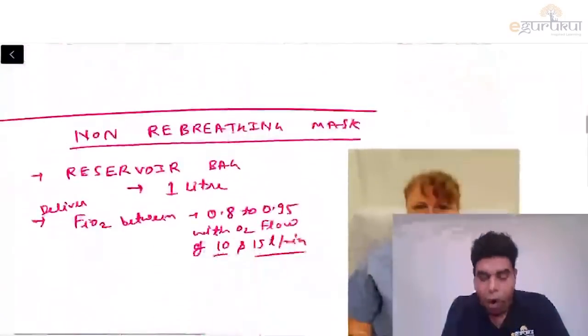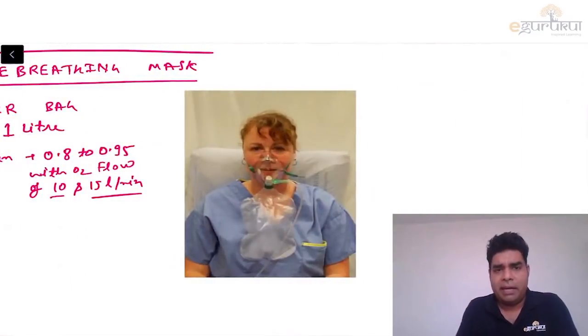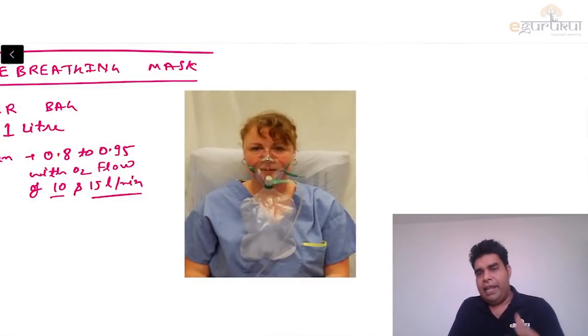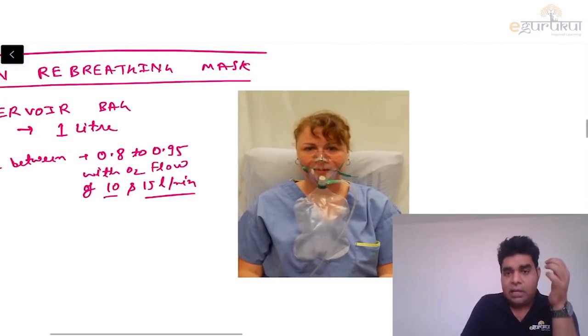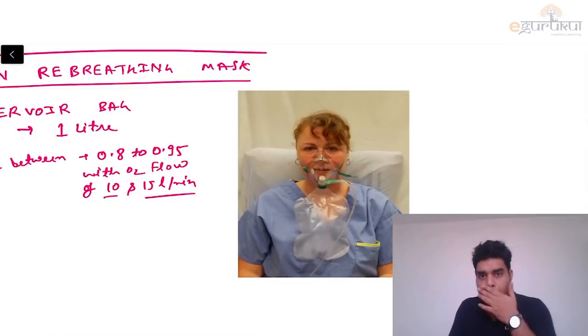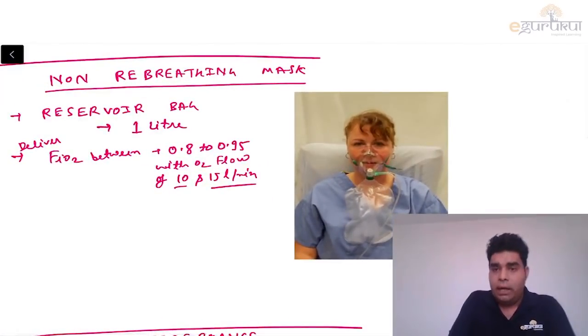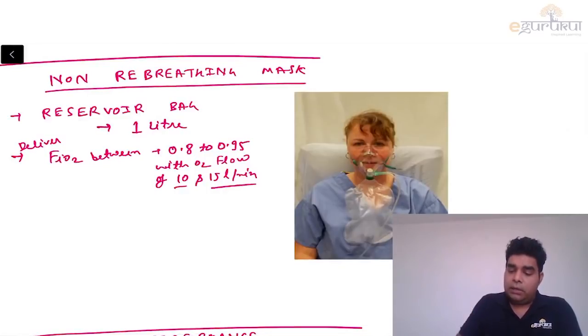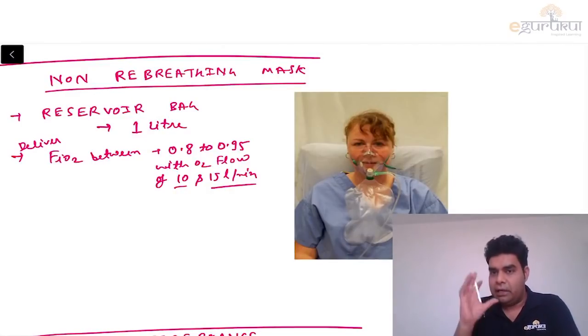We use the non-rebreathing mask. And you can see the image also. The non-rebreathing mask is a very simple thing. In the mask, there is one bag, a plastic bag attached with a valve. So what it does is that the air can come in this breathing mask, but the carbon dioxide which we exhale does not go into that bag.